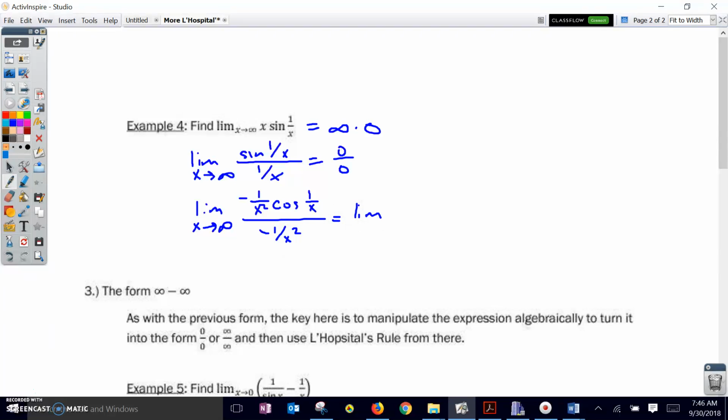And so this turns into the limit as x goes to infinity of cosine of 1 over x. And as x goes to infinity, what's inside of the cosine function goes to 0. And as what's inside of the cosine function goes to 0, the value of that goes to 1. And so that is our limit.